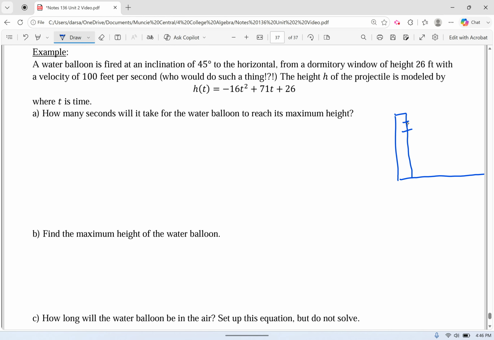So think of it this way. Here's our dorm and here's our window, and they fire the thing and it's going to go up in the air and then it's going to land on the ground here. Does that make sense? So where is the maximum height of this projectile?